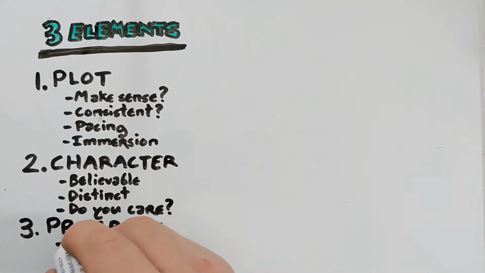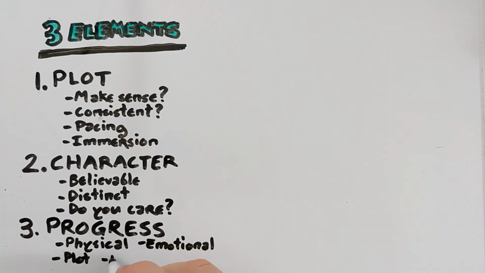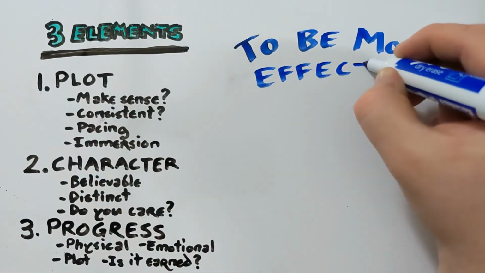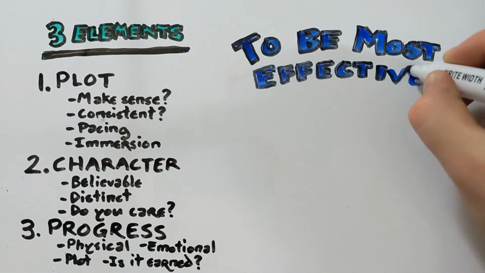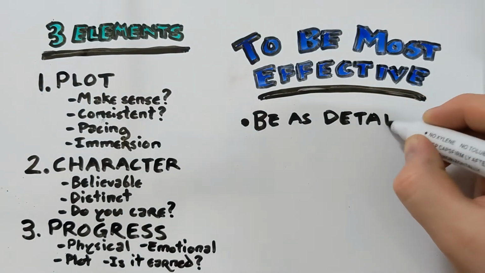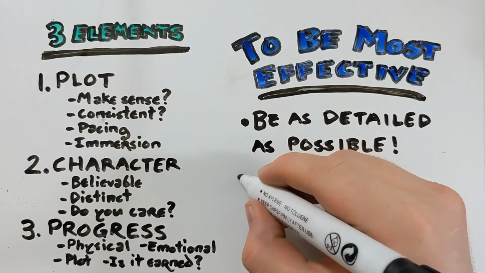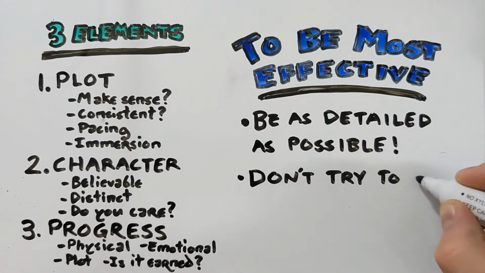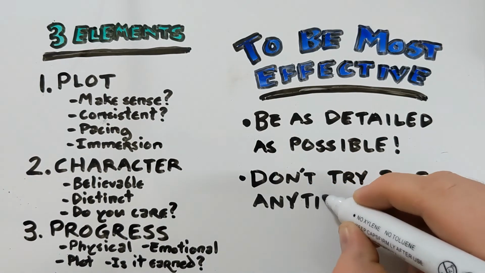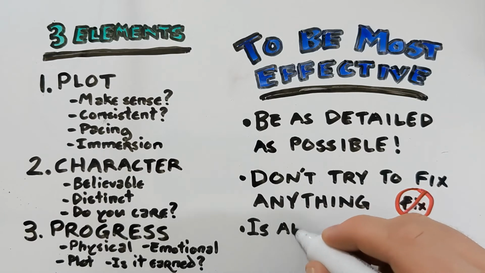Does each chapter have a sense of progress to it, whether physically, emotionally, or plot-wise? Is the progress made in each chapter earned? And of course, to be most effective, make sure you are as detailed as you can be. Make sure you explain how specific things make you feel, especially the parts that aren't good. Don't try and fix anything. Simply point out problems and, if possible, point out which elements specifically have problems as best you can.